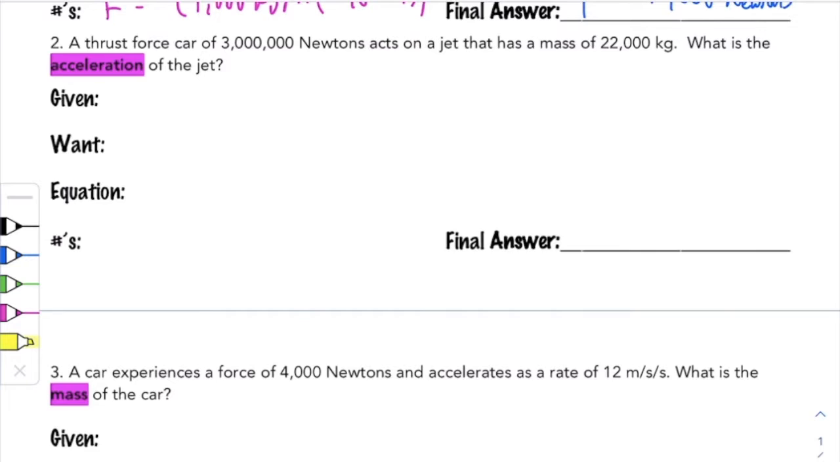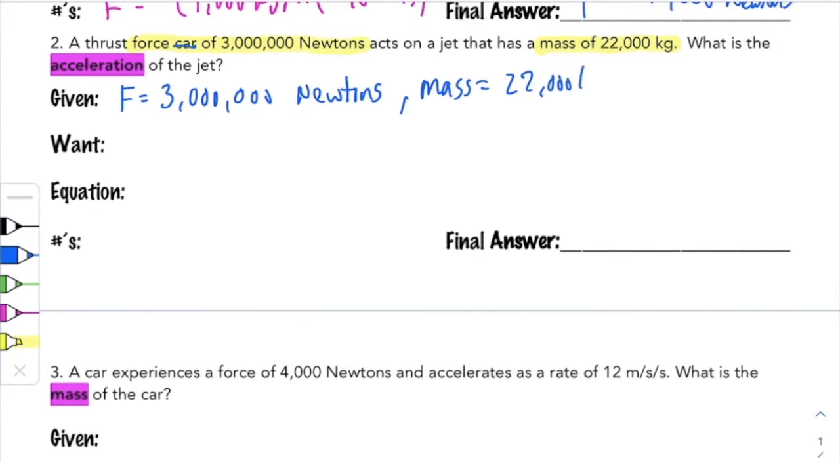So let's go through, and I always highlight. This is saying a force of 3 million newtons acts on a jet that has a mass of 22,000 kilograms. What's the acceleration? Before we get to the what, let's write down our givens. We know that the force is 3 million, it's a lot of zeros, 6 of them, newtons. A thrust force of 3 million newtons acts on a jet. And then the mass is 22,000 kilograms.